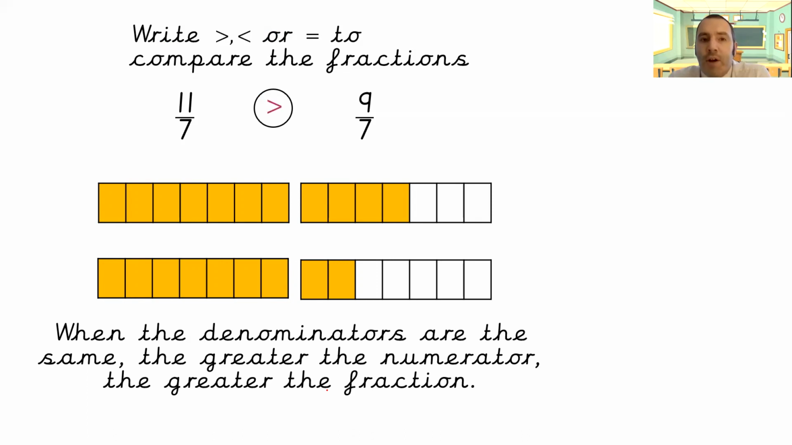And that's our 11/9. So our symbol, the point is going towards the 9 sevenths because that's the smaller fraction, and the open side is going towards the bigger fraction. So when we're comparing our fractions, we need to look at the denominators and we need to look at the numerators. So in this case, where the denominators are the same, the greater the numerator, the greater the fraction.